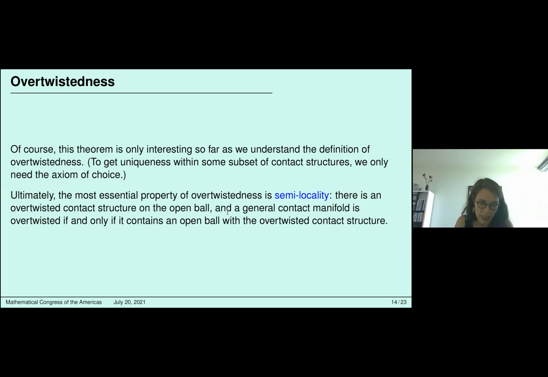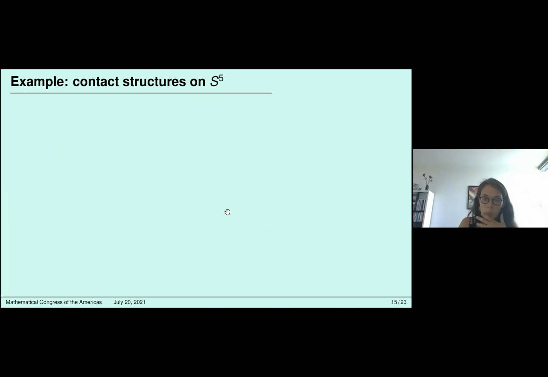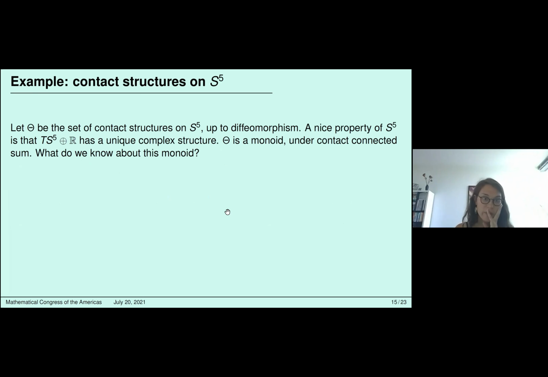Because it's defined by containment, if you're overtwisted in one place, that means you're overtwisted. You don't have to be overtwisted everywhere. You just have to have a little bit of overtwistedness. That's really the essential point of this class. So to give a nice example of this, let's talk about what the contact structures on S^5 are.